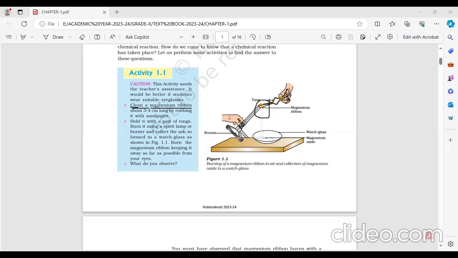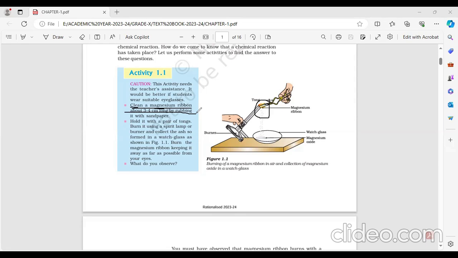He's saying that clean a magnesium ribbon about 3 to 4 centimeter long by rubbing it with sandpaper. So what is a sandpaper? That is also something you will see here. He's saying that first we should rub it. Why should we clean it? Why should we rub it?